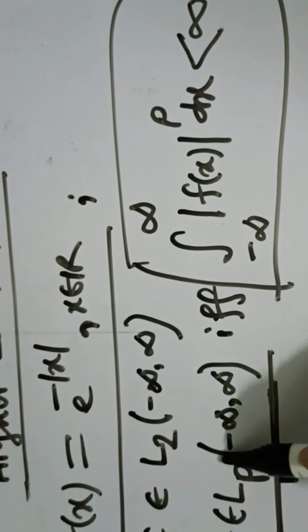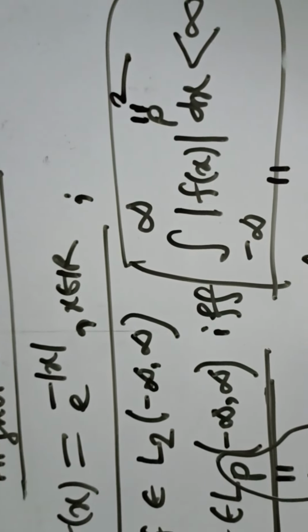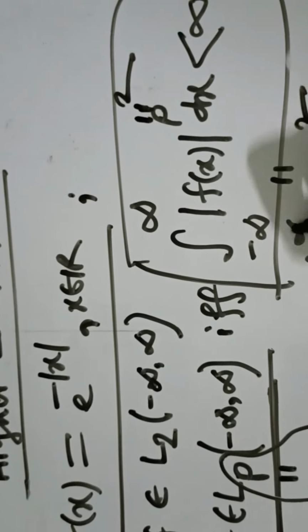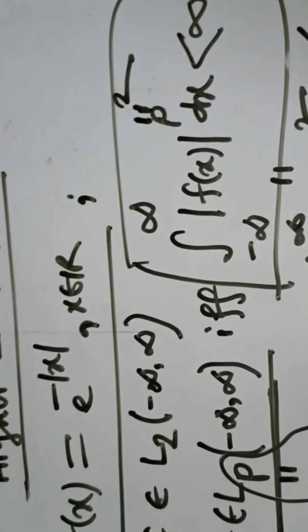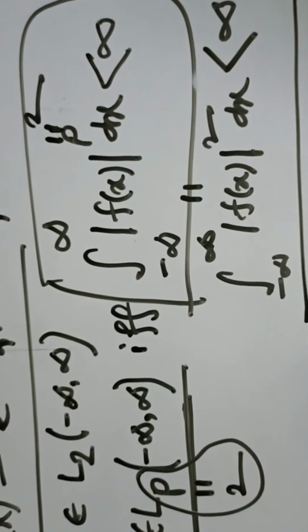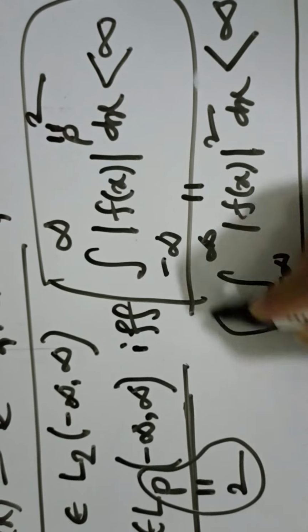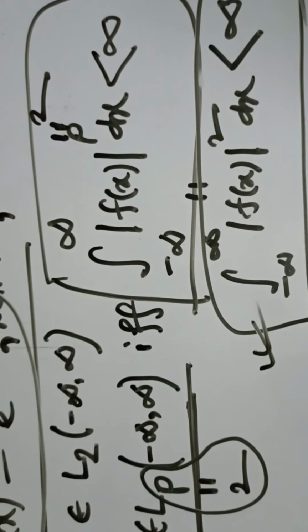So suppose p is 2, then we have to take p as 2. So this becomes the integral from minus infinity to infinity of mod f(x) to the power 2 dx, and this will be finite. So we have to check whether this happens or not. If this happens, then we can tell that the function belongs to L^2(-infinity, infinity), right?